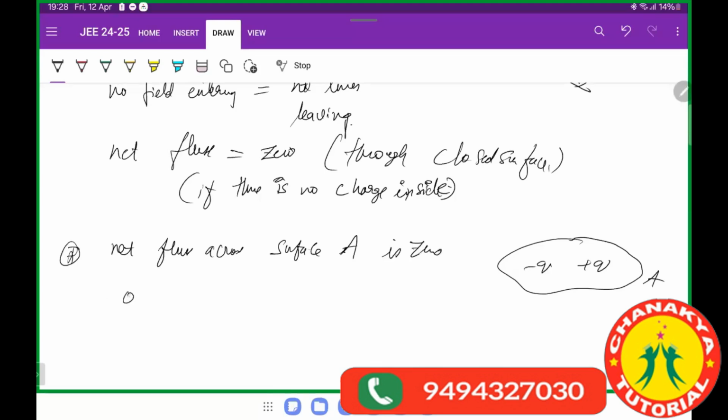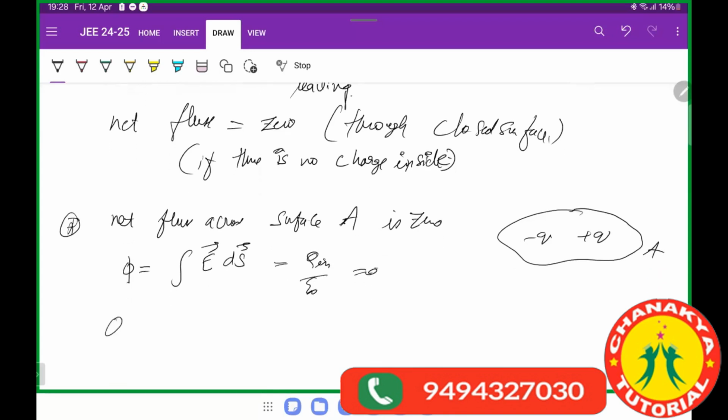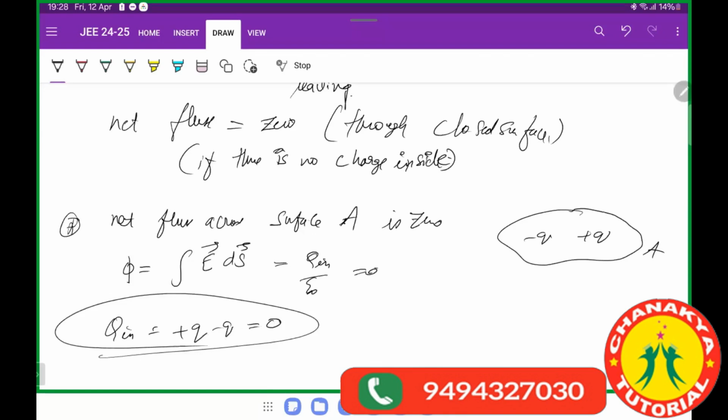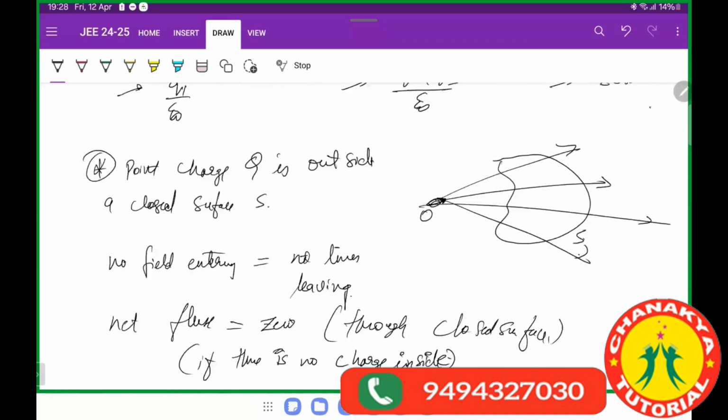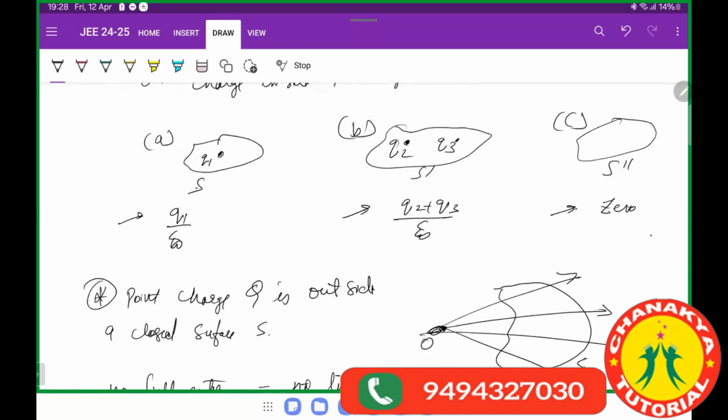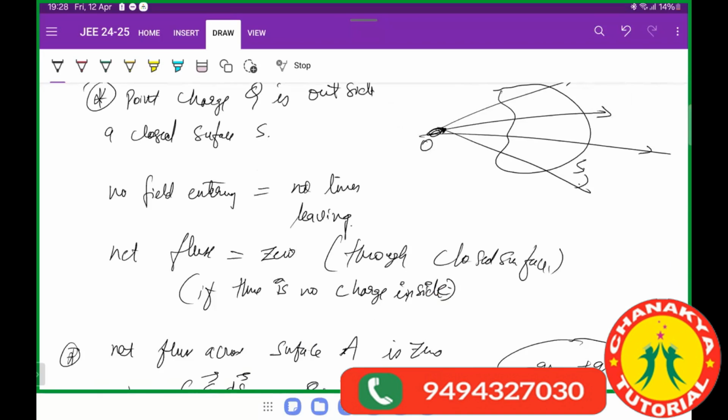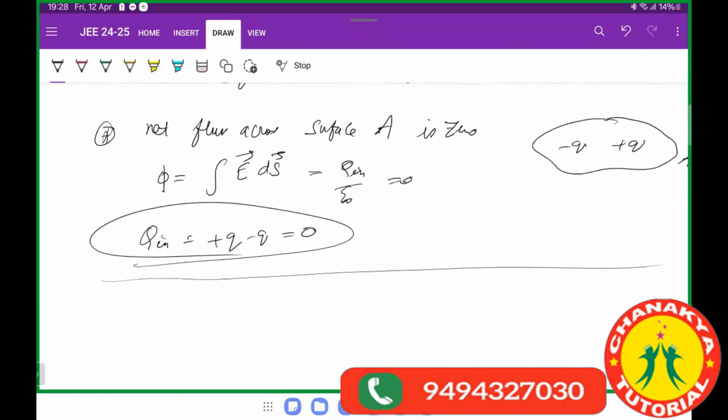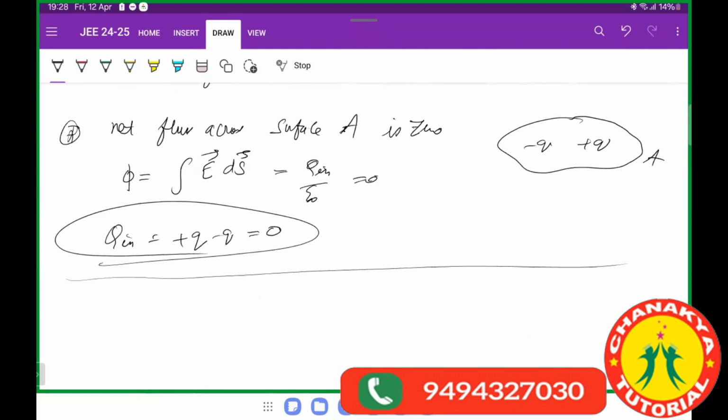That means what? Phi equals to E ds equals to Q in by epsilon naught equals to 0. Q in means what? Plus Q minus Q. So obviously the sum is 0. Net is 0 here. So in this case also it will be 0. So we got some cases that have 0: when there is no charge, when electric field lines entering and exiting are the same, and when the charges are equal and opposite.